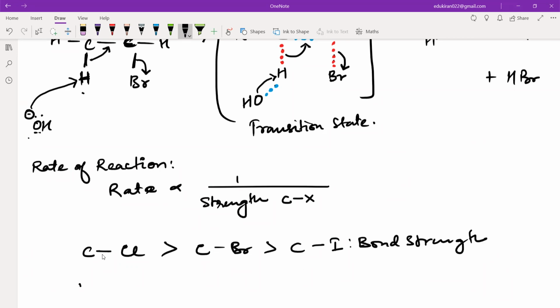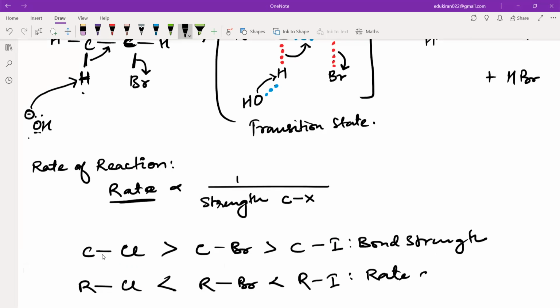Now, when I talk about the reactivity, if I have RCl, RBr, and RI, since rate is inversely proportional to bond strength, just reverse the order. This will be the order for rate of reaction. RI will be fastest, followed by RBr, followed by RCl.